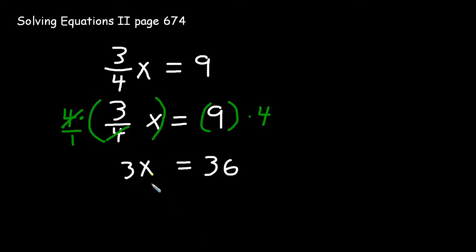Now we still don't quite have x by itself. We want to get rid of the 3. So how do we get rid of 3? Well, this is 3 times x, and you always want to do the opposite. What's the opposite of 3 times? Well, you want to divide both sides by 3. So we want to divide each side by 3, and that leaves us with x equals 12.